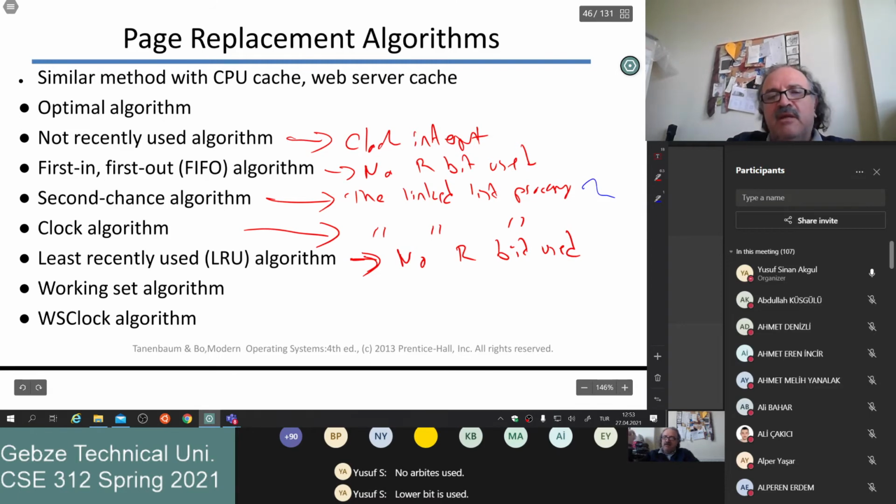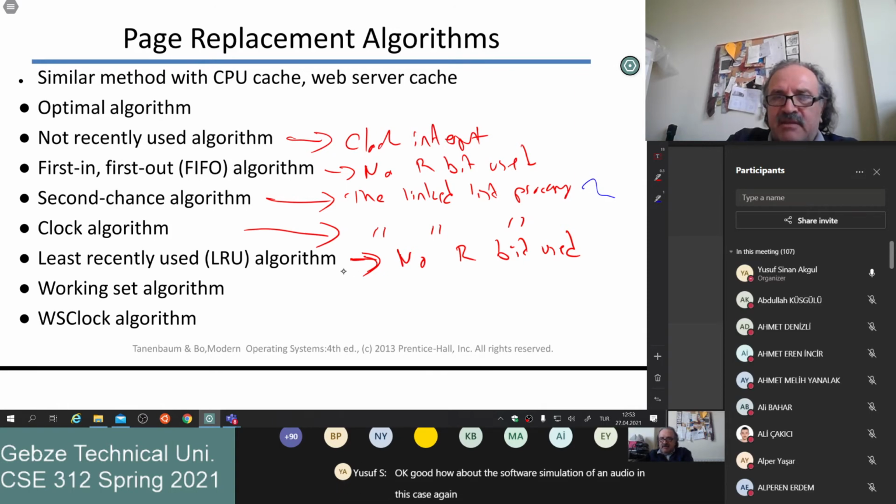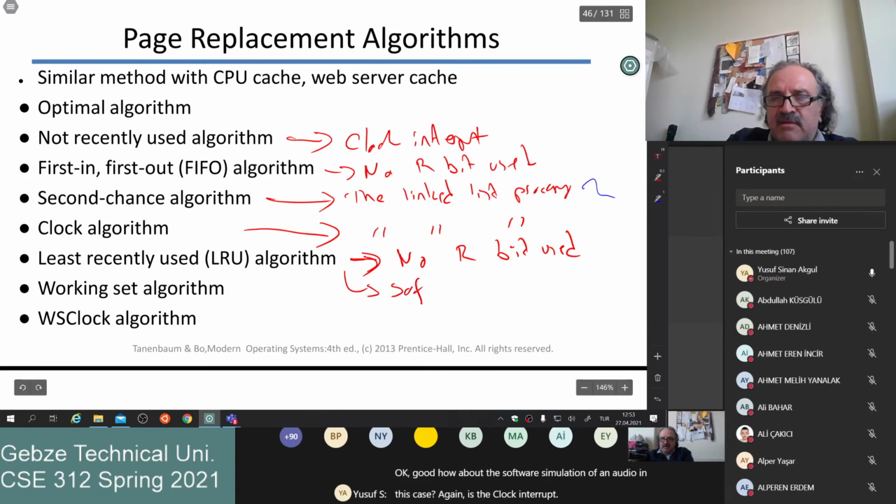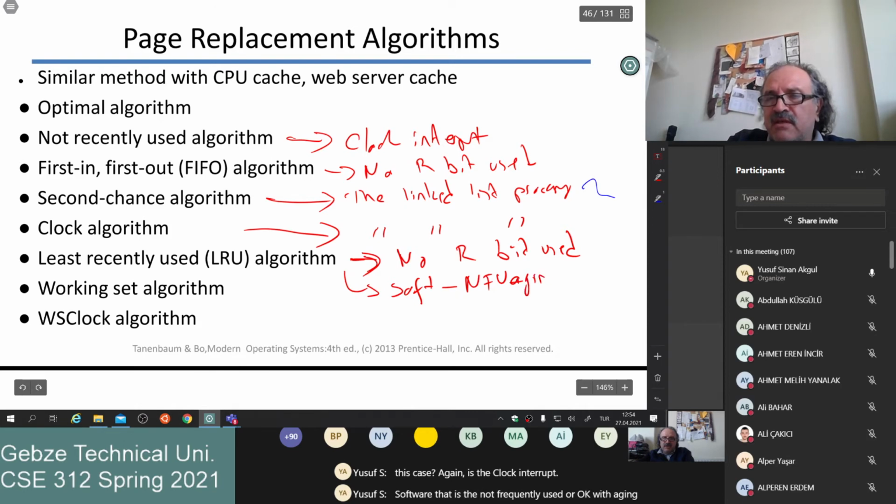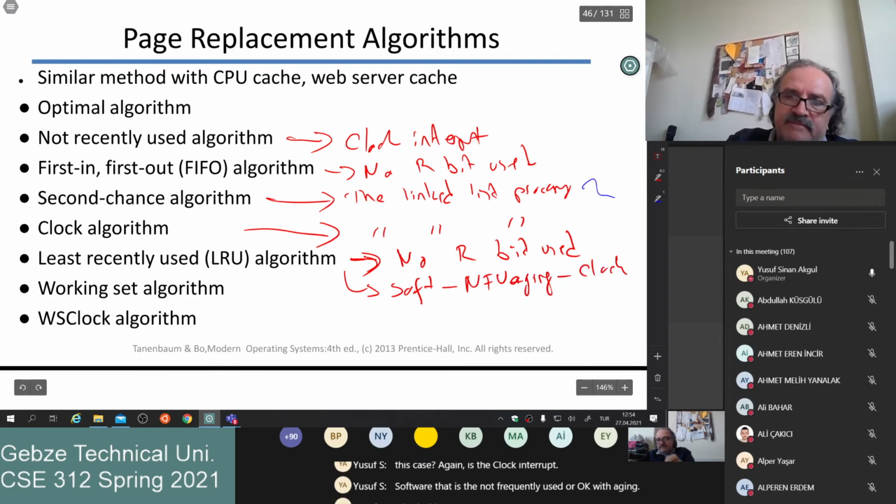Okay, good. How about the software simulation of LRU? In this case, again, this is the clock interrupt. Software that is the not frequently used, okay, with aging. It is clock interrupt again.